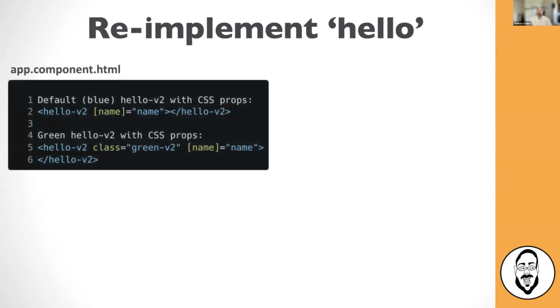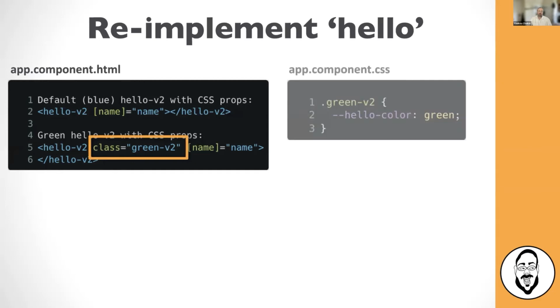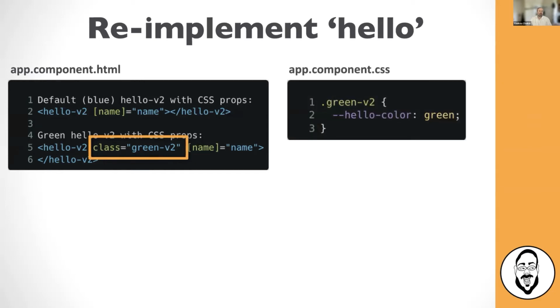Okay, so now in our app component, we'll do exactly the same thing. We have the first one, kind of the default, and for the second one, we're going to give it the class green-version. Okay, and this is our app.component.css. There is no trying to figure out what the implementation of the hello component looks like. We just declare hello-color to be green, and we're done.